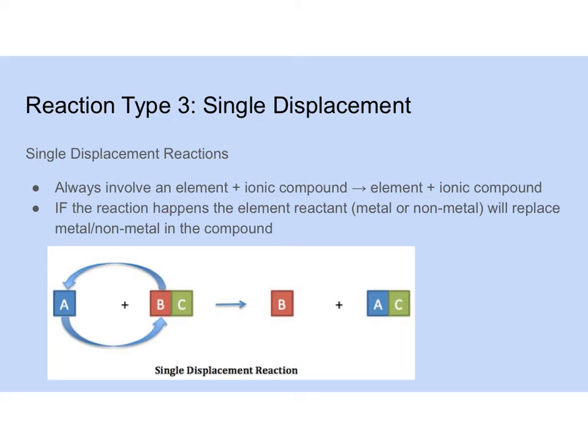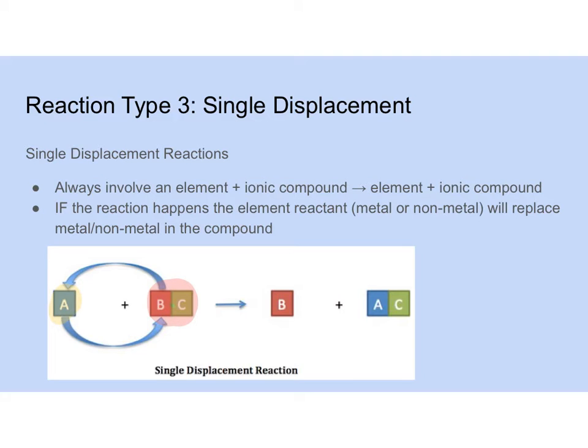So if the reaction happens, I'll put "if" there because we're going to talk about what if it doesn't, but if the reaction happens, the element, or the reactant, whether it's a metal or a non-metal, will basically replace the metal or non-metal in the compound. Okay? So I'll kind of show you what I'm talking about. So we take the element. Now this element over here can be a metal or a non-metal. Those are the only 2 types of elements. And it's going to react with an ionic compound right over here.